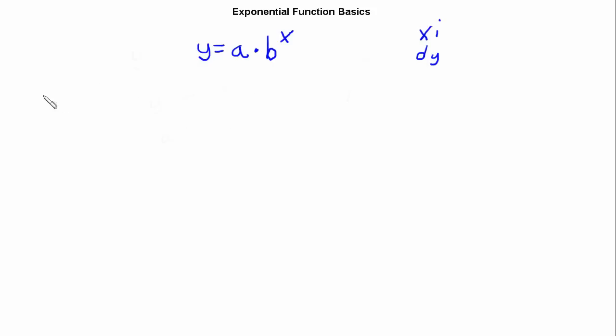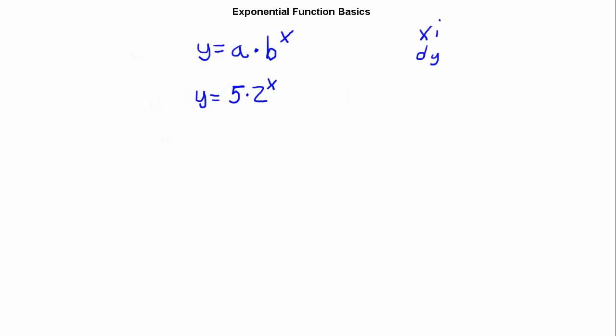Alright, so let's take a look at this a and b value. So let's start with an example equation here. So let's say we had y equals 5 times 2 to the x. So now we have our a value is 5 and our b value is 2.